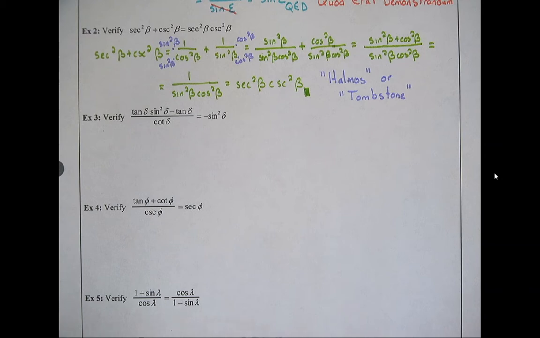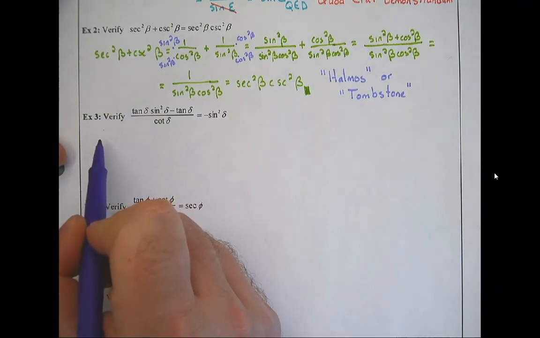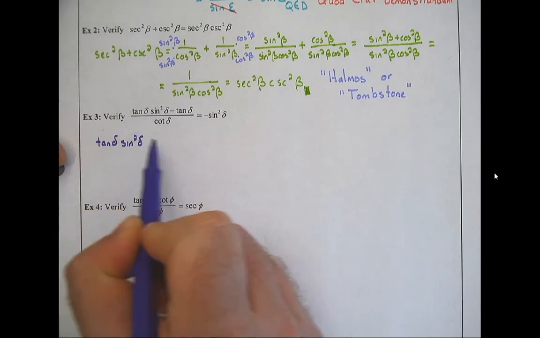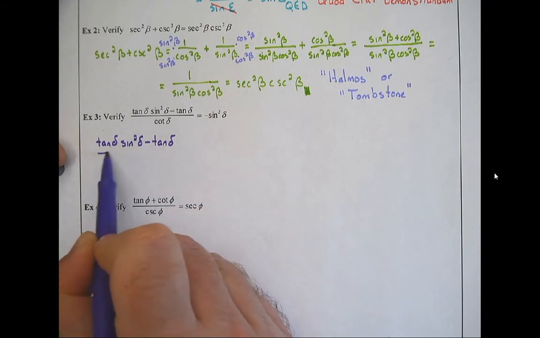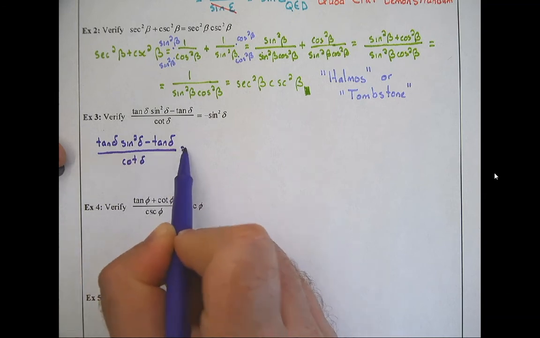All right, so first off, before I even try to solve anything, I'm going to pick a side, and I'm going to use that side to solve. I like to pick the side that has more stuff. This clearly has more stuff, so that's the side I'm going to rewrite. So tangent of delta, sine squared of delta, minus tangent of delta over cotangent of delta equals.